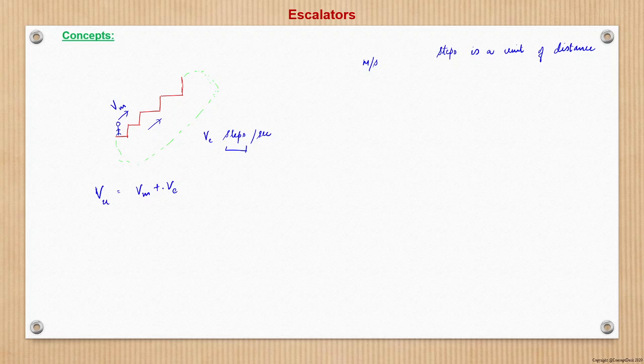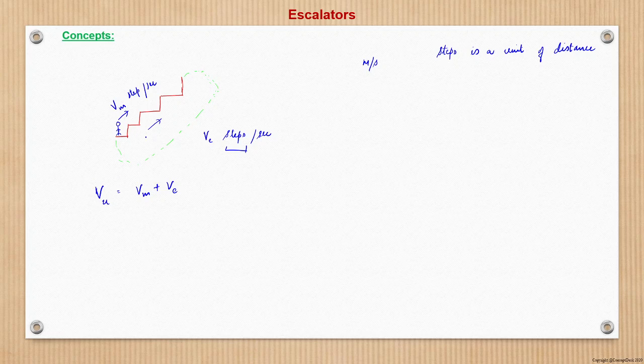How is it? This we had seen in the discussion on boats and rivers. Here, when we say vm steps per second is the speed of the man on the escalator, this means that this is a relative speed. The man is moving at a speed of vm steps per second with respect to the escalator, not with respect to the ground. That is what we had seen in boats also.